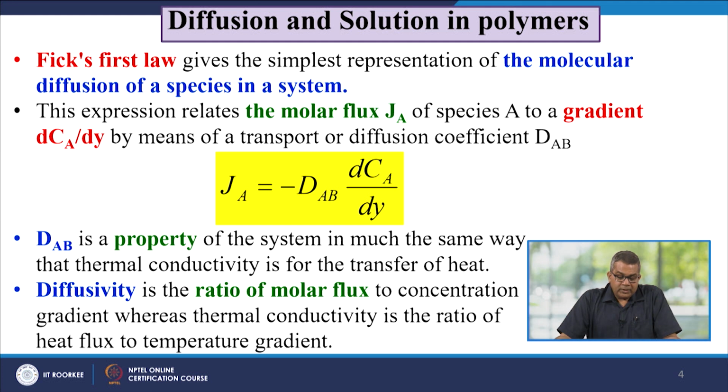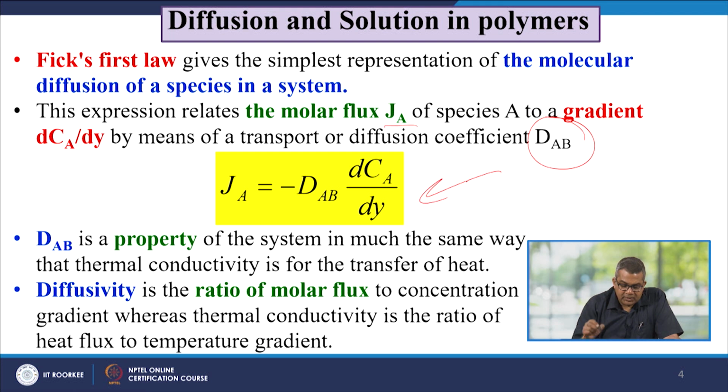When we talk about diffusion and solution in polymers, this is a very integral part of different aspects, especially when we try to synthesize specialty polymers. Now, Fick's first law gives the simplest representation of the molecular diffusion of a species in a system. This expression relates the molar flux JA of species A to a gradient dCA over dy by means of a transport or diffusion coefficient DAB.